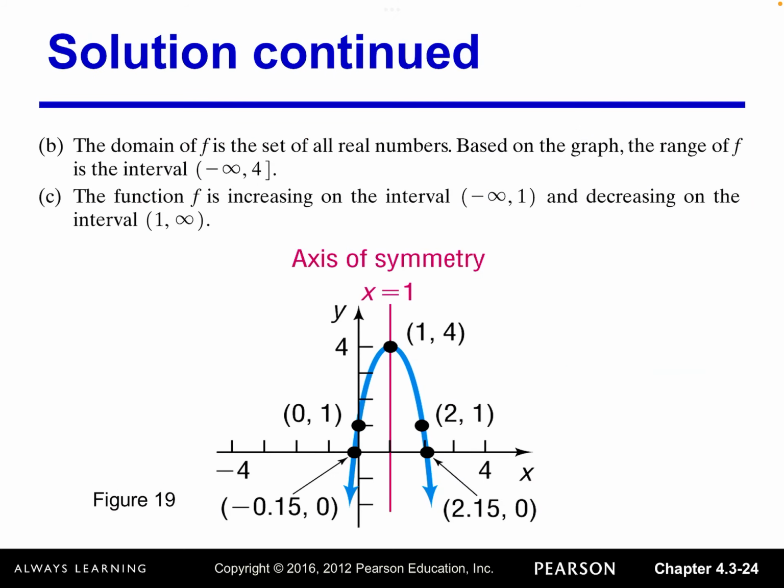So let's look at a graph. Set up rectangular coordinates, x-axis, y-axis, and then x equals 1. That's this vertical line. Okay, it should be a dashed line. So that's the axis of symmetry. We know the parabola opens down, right? And then the vertex is 1, 4. And then the x-intercepts, -0.15 and positive 2.15. Okay, and then the y-intercept is 0, 1.